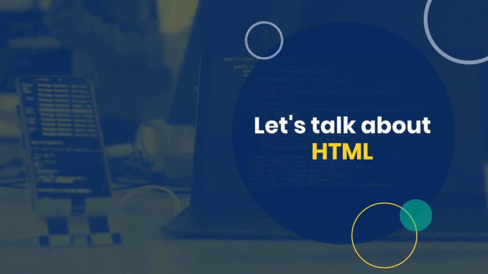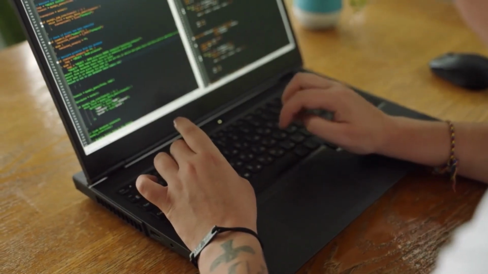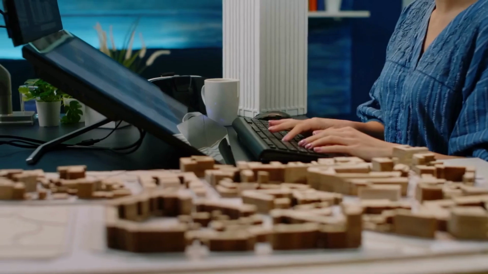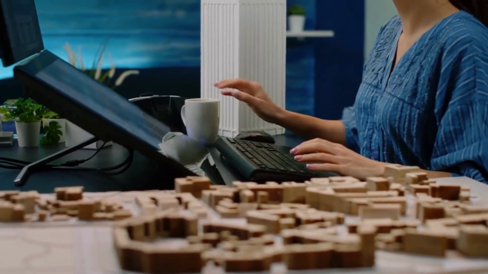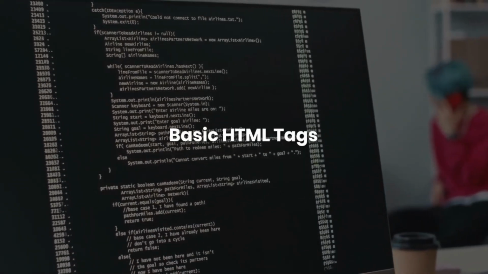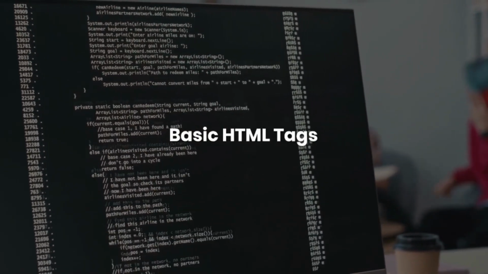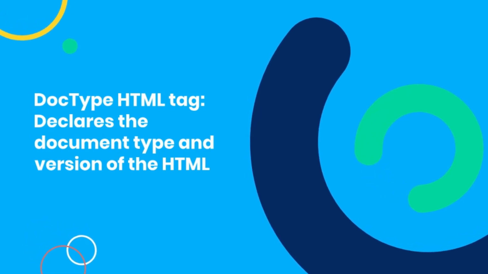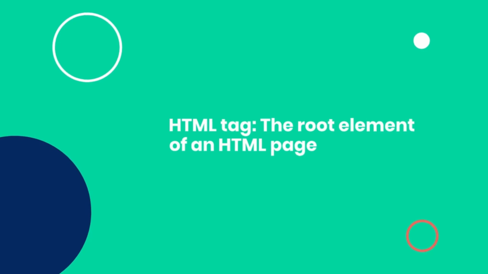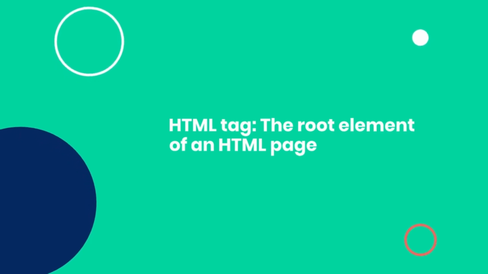Now let's talk about HTML. HTML stands for Hypertext Markup Language. It's the standard markup language used to create and structure the content on the web. Here are some basic HTML tags you should know. Doc type HTML tag. It declares the document type and version of the HTML. HTML tag. The root element of an HTML page.